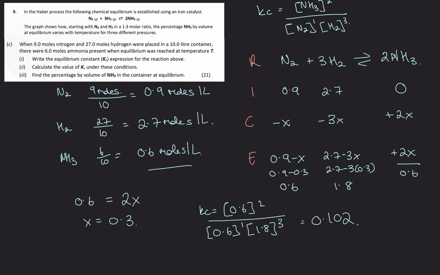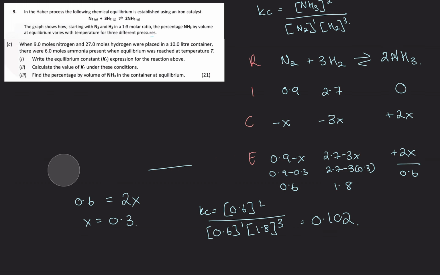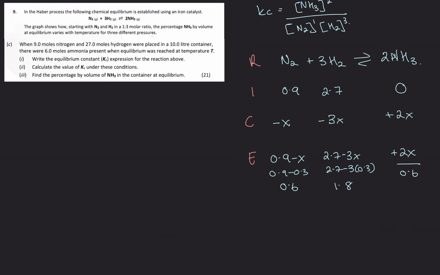Next part then, we wipe this all out, on this side at least anyway. It says find the percentage by volume of NH3 in the container at equilibrium. So we know there's 0.6 moles per litre of NH3, ammonia, at equilibrium in the vessel. How much is that compared to the rest of it is basically what it's asking.